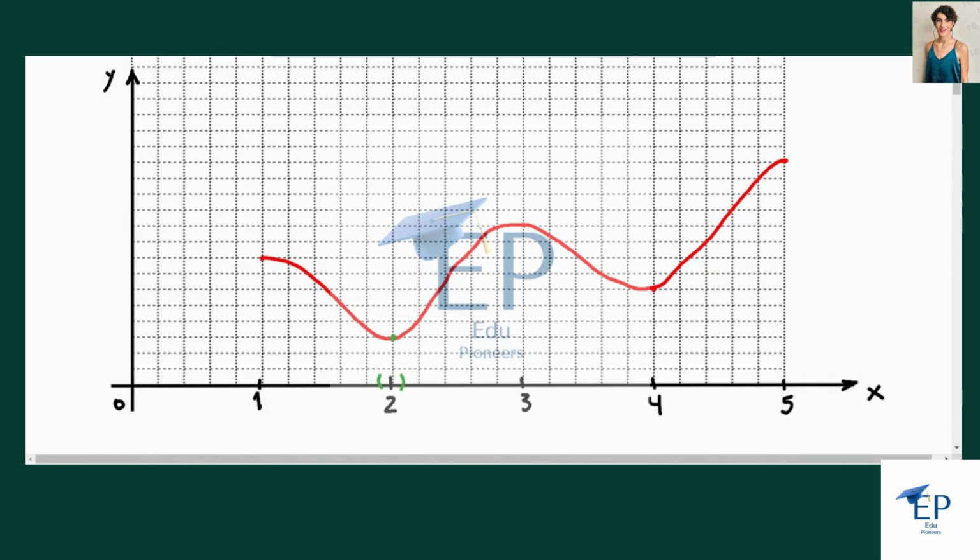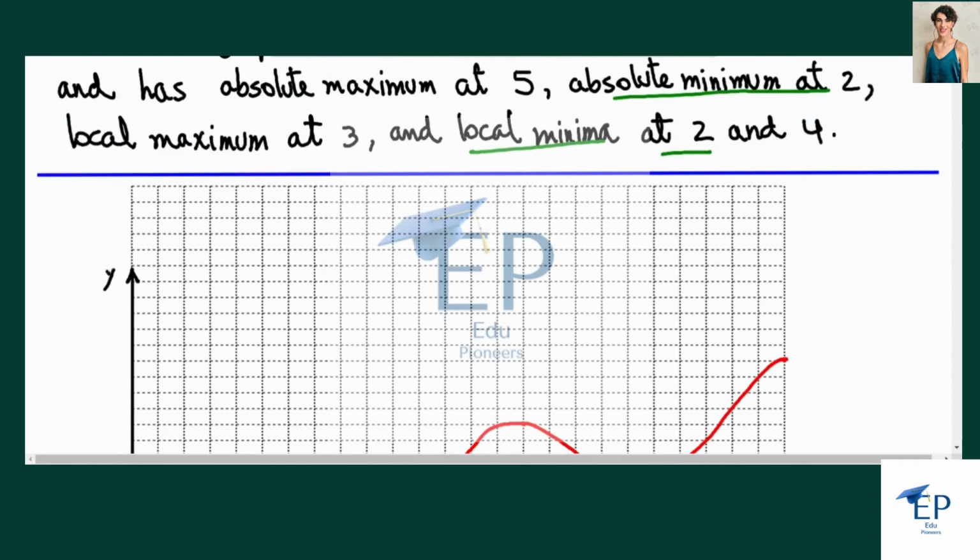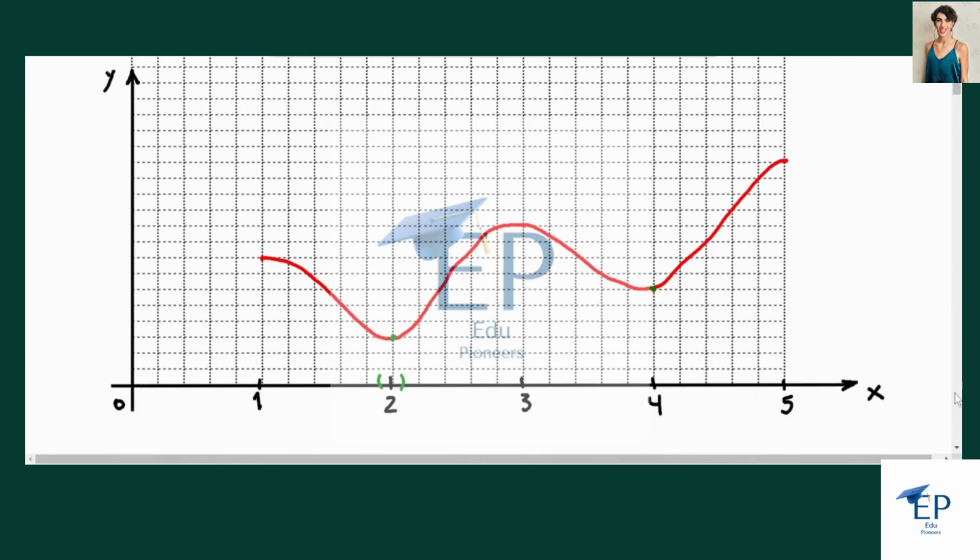We have also a local minimum at 4, as was stated here, local minima at 2 and 4. So at 4 we have a local minimum, because if we look close to the number 4, the graph of the function has the lowest value at that point. The same happens around 2. But at 2 we also have the lowest point in the whole graph, and that is the absolute minimum.